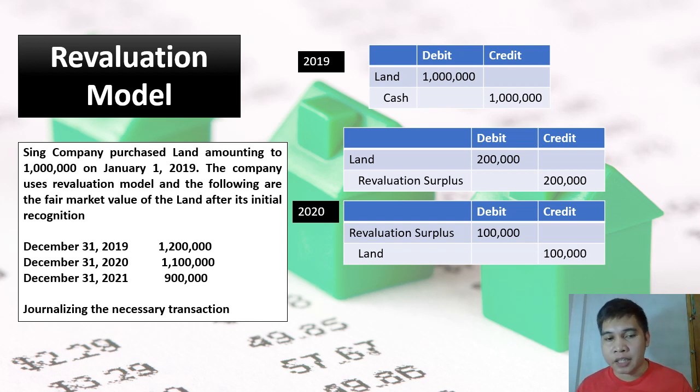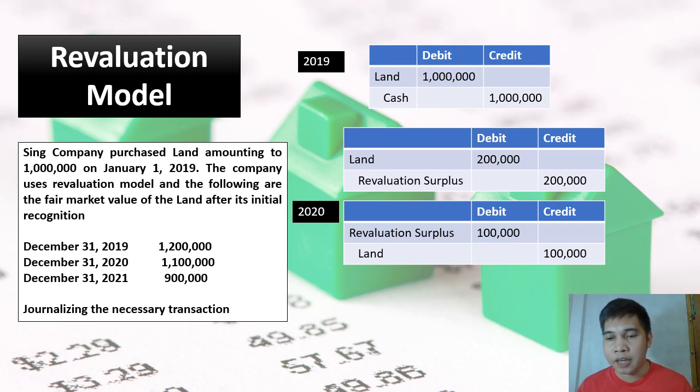So pagdating natin ng December 31, 2021, yung value natin is naging 900,000 pesos na lang. So dahil naging 900,000 pesos na lang yan, nagkaroon ulit tayo ng downward revaluation. So dahil nagkaroon tayo ng downward revaluation, tapos ang balanse na lang natin sa revaluation surplus is 100,000. So balik tayo dun sa basic rule. Kapag downward, i-recognize under profit and loss. Kapag upward, i-recognize under OCI.